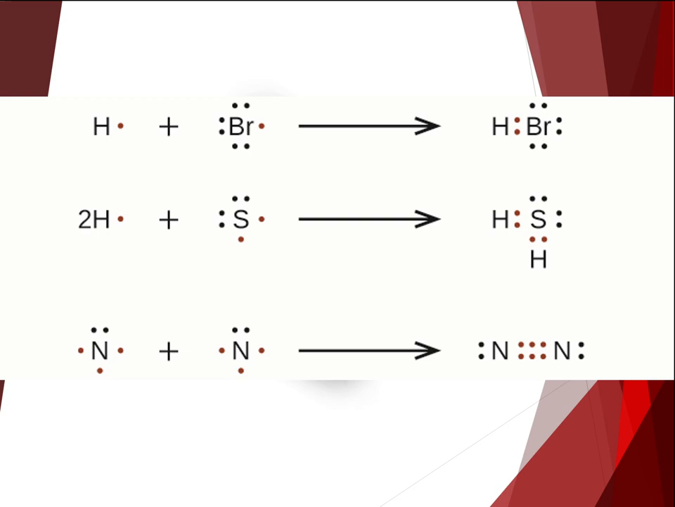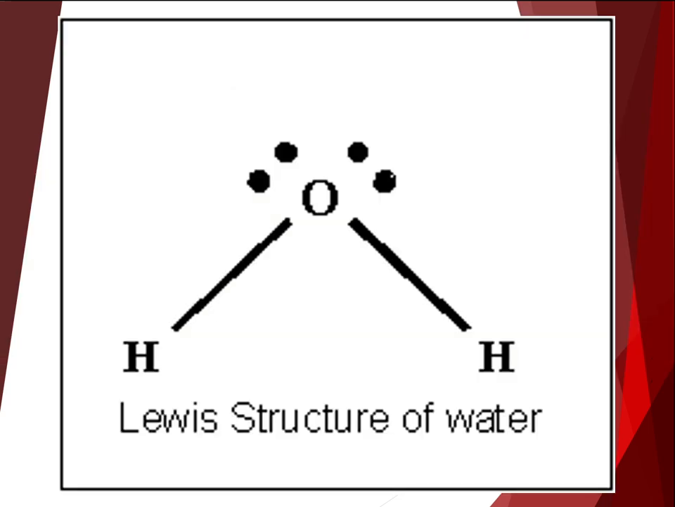Lewis structures can also be used to represent molecules. In molecules, valence electrons involved in covalent bonds are shown as lines. Valence electrons that are not involved in bonding, however, are still represented as dots. These dots are often referred to as lone pairs of electrons to differentiate them from bonding electrons.